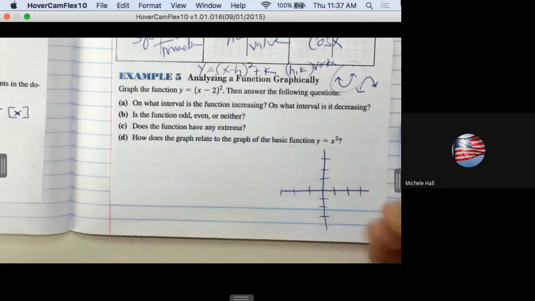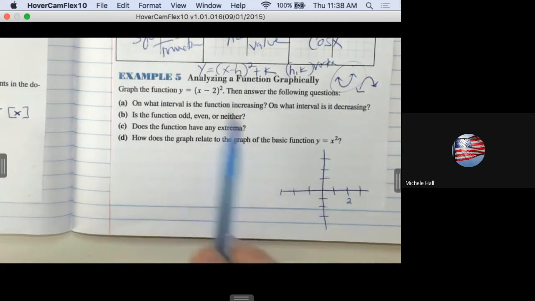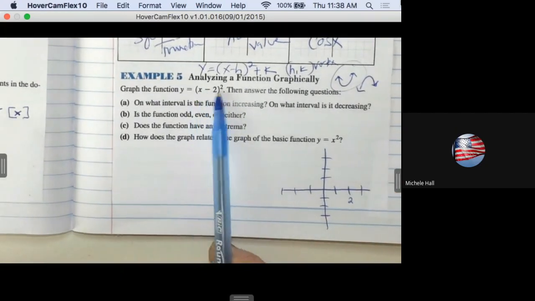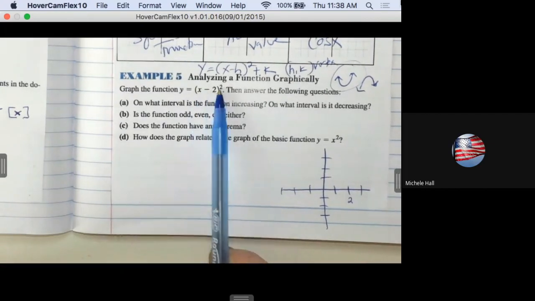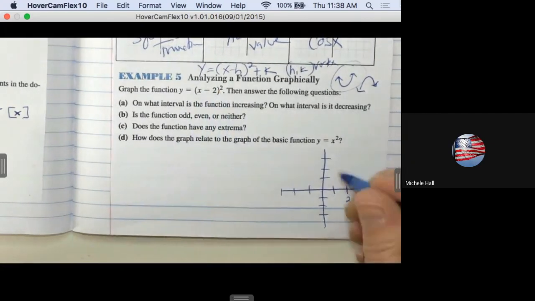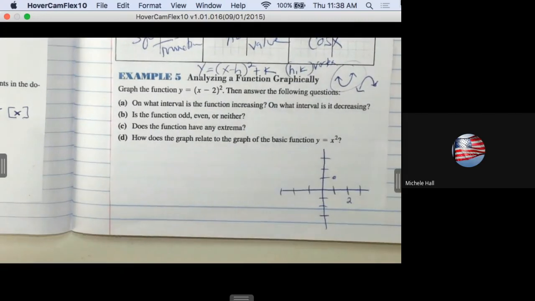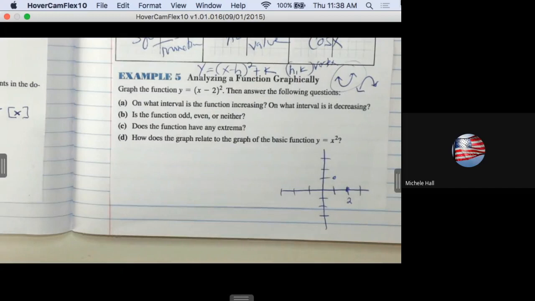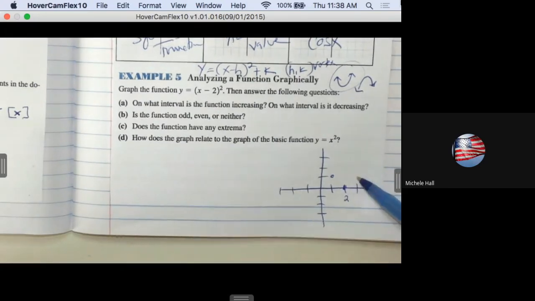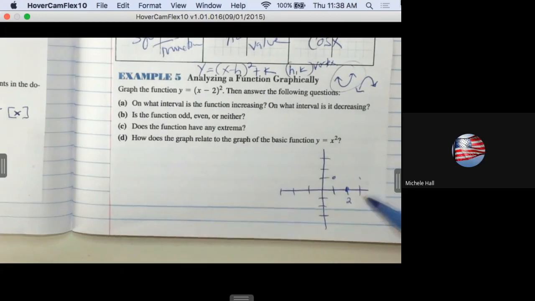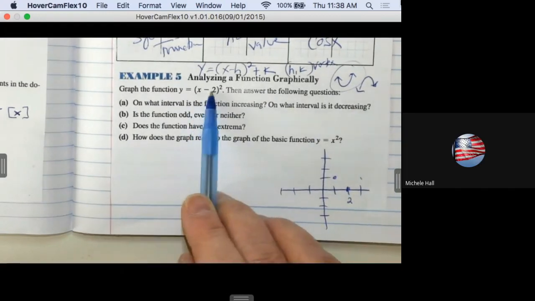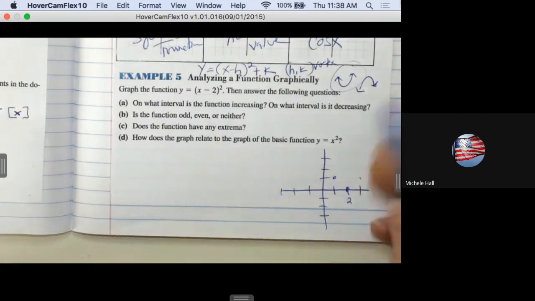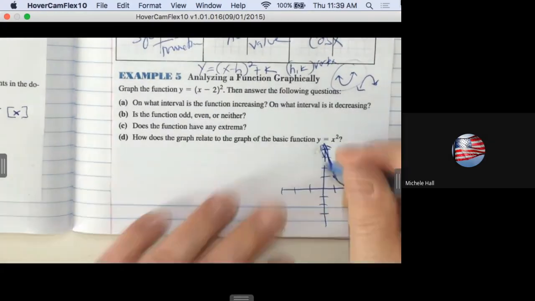So I see that it's being shifted over to 2, and if I just plugged in 1, 1 minus 2 is negative 1 squared is 1. This is the vertex. And it's going to have symmetry, so it's coming down, it bounces off. So at 3, I'm pretty sure it's going to be 1 because they have symmetry. 3 minus 2 is 1, and 1 squared is still 1. So it does have that symmetry.